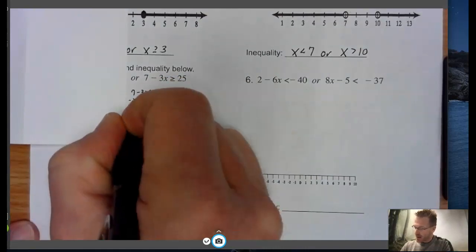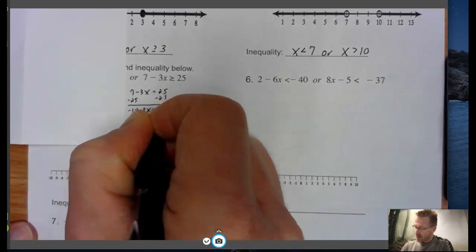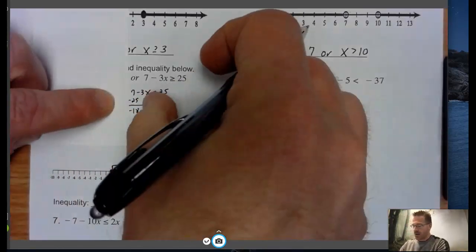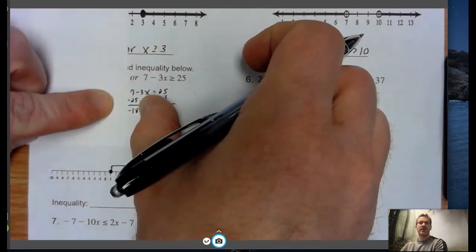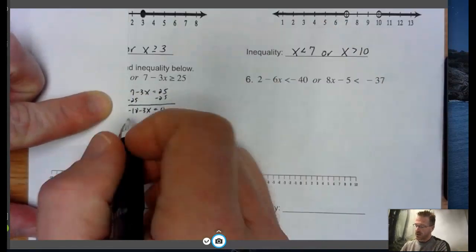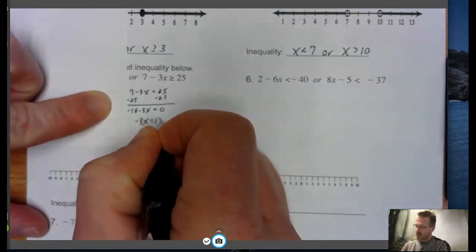Get it equal to 0. So -18 minus 3x is equal to 0. All right? So now I cover that up. So -18 plus what is 0, which would be positive 18. So -3x has to equal positive 18.